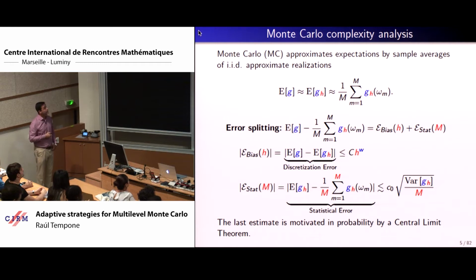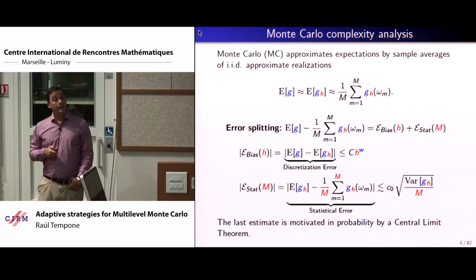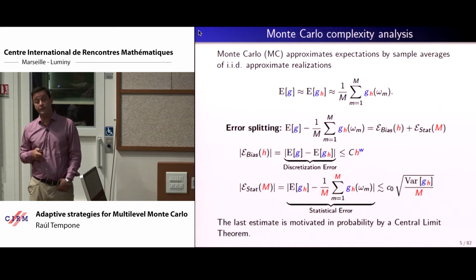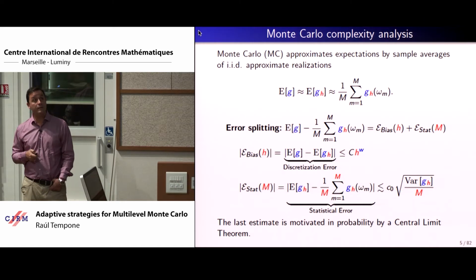Let's go through the error then. The difference between what we would like to compute, which is the expected value of G, minus what we actually compute, which is a sample average based on IID samples out of the inexact quantity, which is G_H and not G, can be split into two main sources. Again, the trick is to somehow subtract the expected value of this approximate quantity to split the difference between this and this into two things.